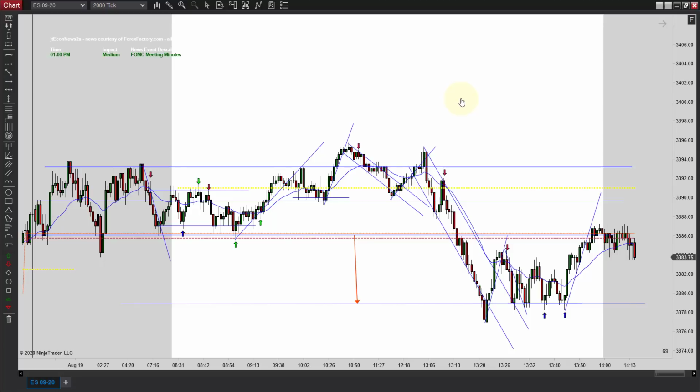So anyway, I'm going to talk about the trades here. It's another range day. We had an FOMC meeting minutes announcement. This is not like a meeting. You notice it's green, so that means it's a medium impact. It's not red like the FOMC. The FOMC rate announcements are the ones you have to really be careful of.